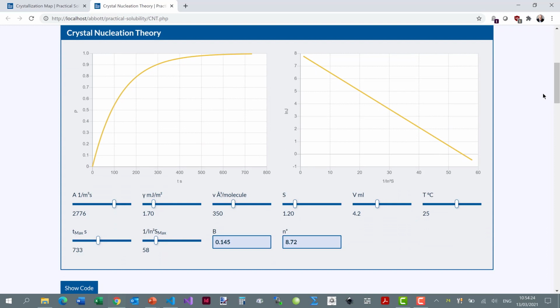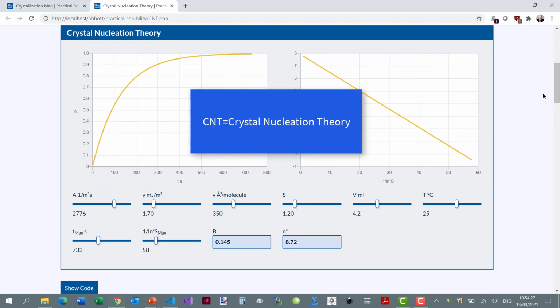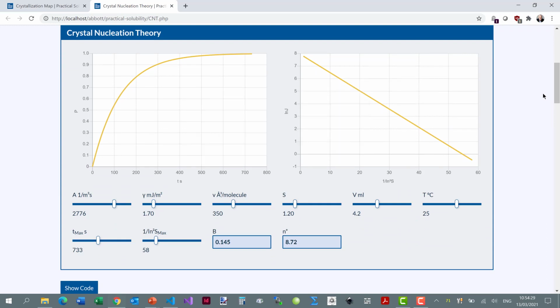If you want to understand what CNT is, they all call it CNT, then the app is here, but I'm not interested in it because it cannot help us as practical people who want to make real crystals understand what's going on. Instead, I want to use a crystallization map.